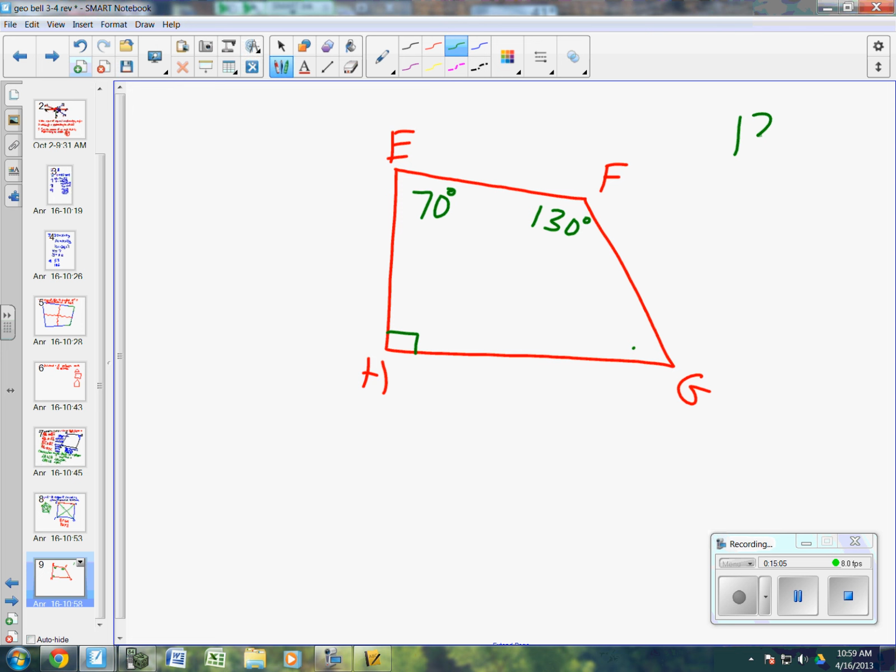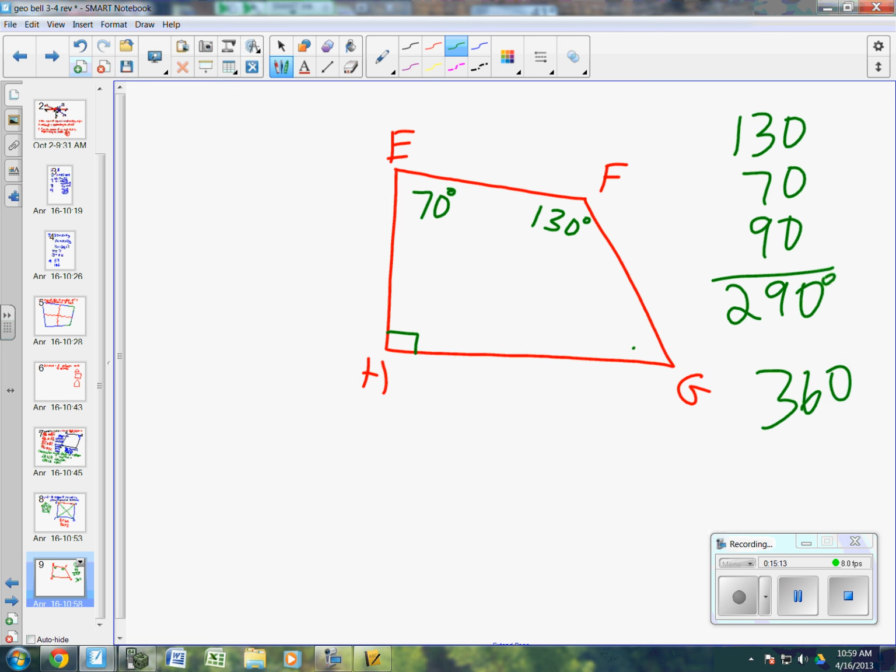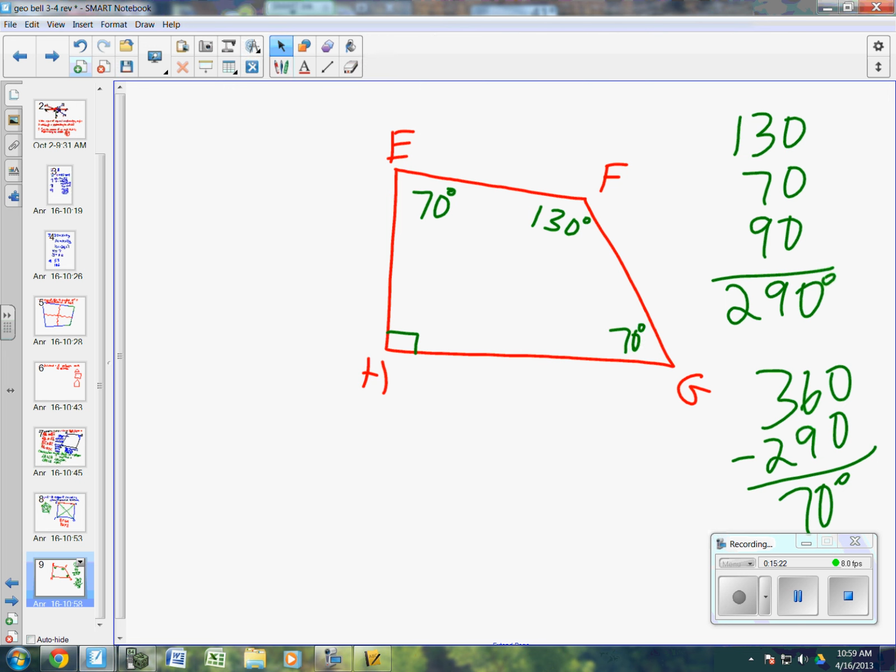So 130 plus 70 plus 90 makes 290 degrees. If I subtract it from 360, I get 70 degrees. So this is 70 degrees. Any questions on how to find the fourth angle if you're given 3 angles of the quadrilateral? Okay, I'm going to erase these.